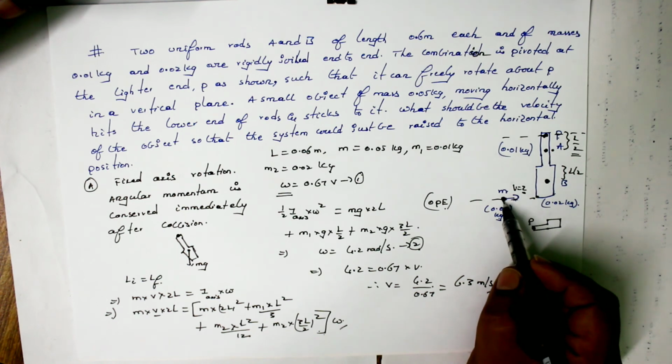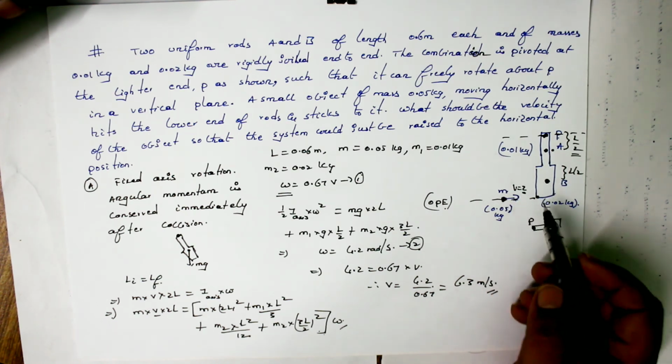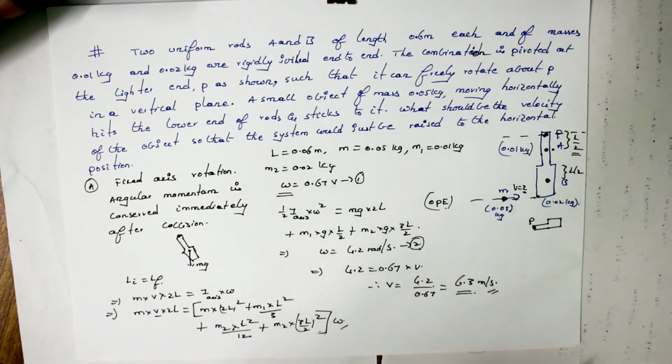It means this particle should strike the bottommost point of this combination with a minimum velocity of 6.3 meters per second. Then the rod can become horizontal.